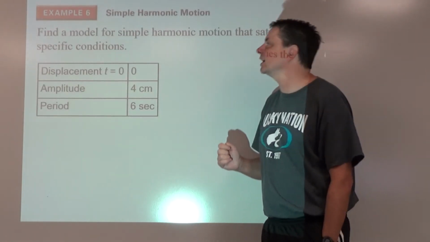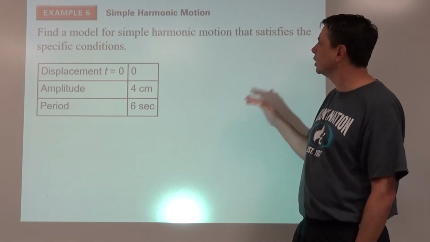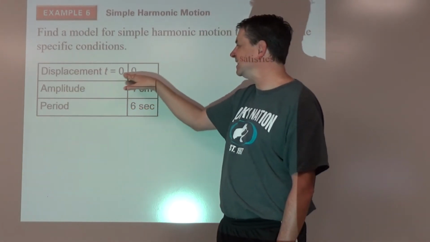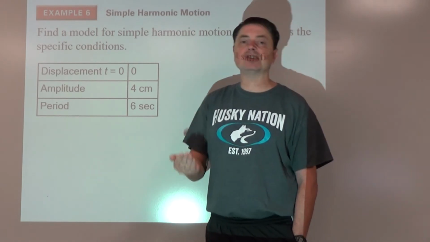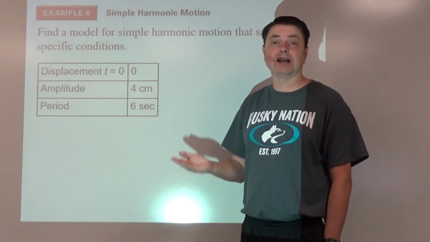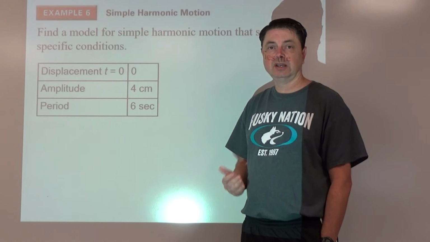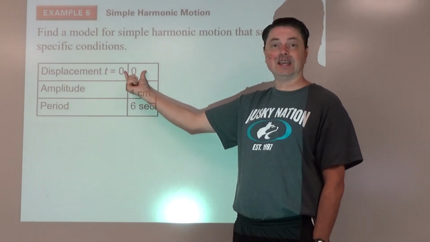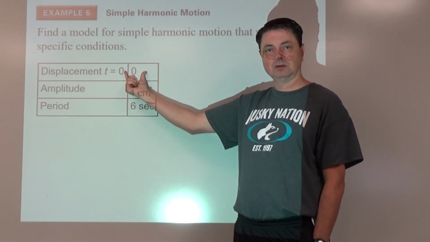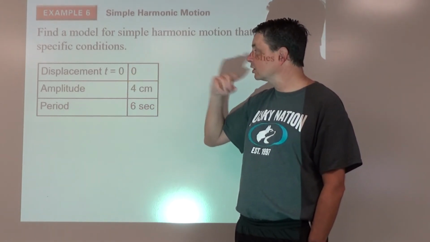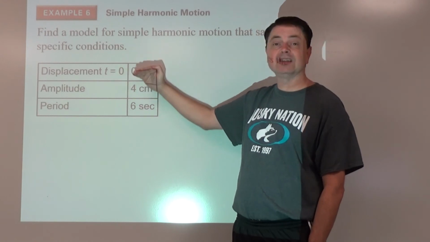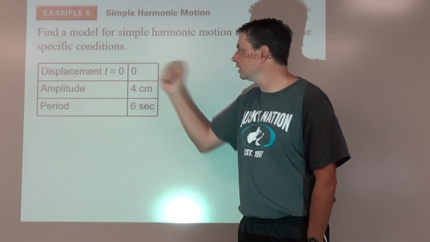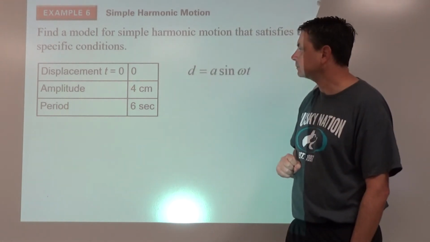So example number 6, simple harmonic motion that satisfies the condition. We're going to start here. Displacement at t equals 0 is essentially going to tell us whether we're dealing with a sine function or a cosine function. Which of those initially has a value of 0? That would be sine. Whereas for cosine, at t equals 0 the displacement would be at its maximum or minimum. So we're going to deal with the sine function.